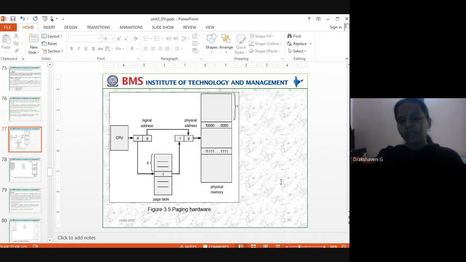So you can see in this diagram, this is the paging hardware. You can see the logical address is from the CPU and the physical address is from the memory, that is physical memory or your hard disk. We have to map all this. We have one more thing called a page table. So what is there in the page table? You can see P. P stands for page number. D stands for offset.